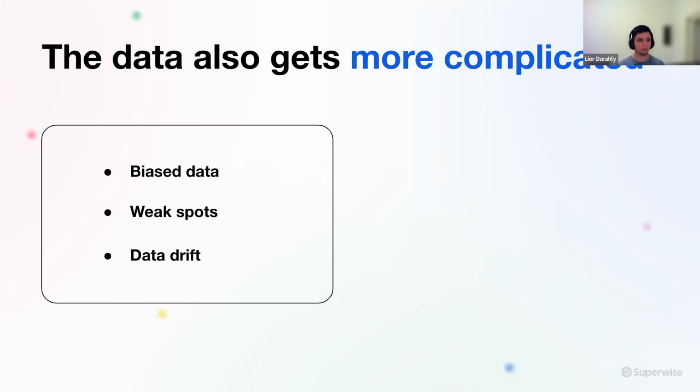And the same goes for weak spots, because we want to be able to know if there is a subgroup in our population that our model performs very badly on. As I said before, it's much harder to do in unstructured data. And also to detect data drift is much harder, because there are fewer features to compare than with structured data.